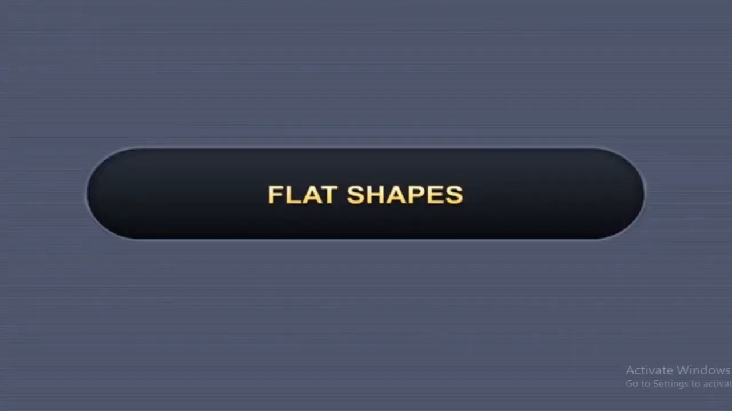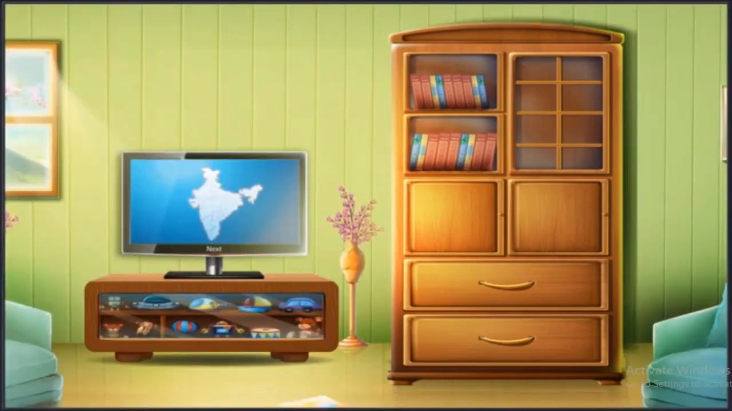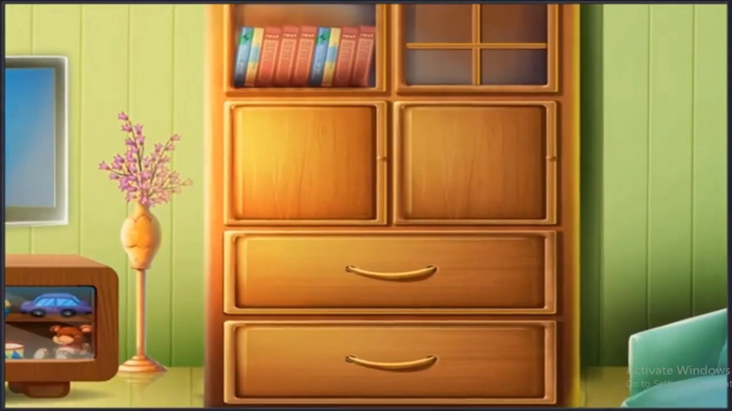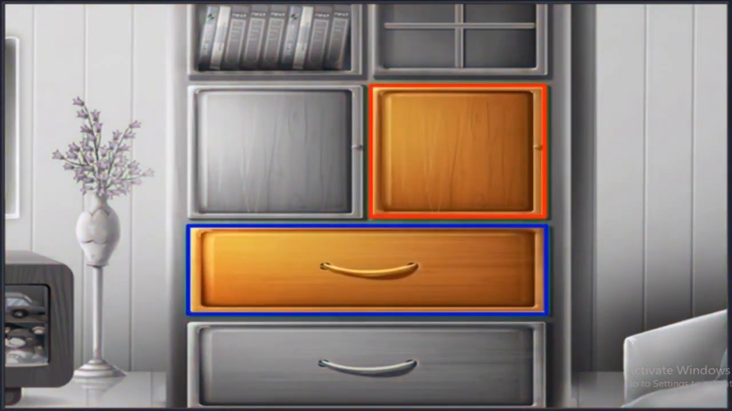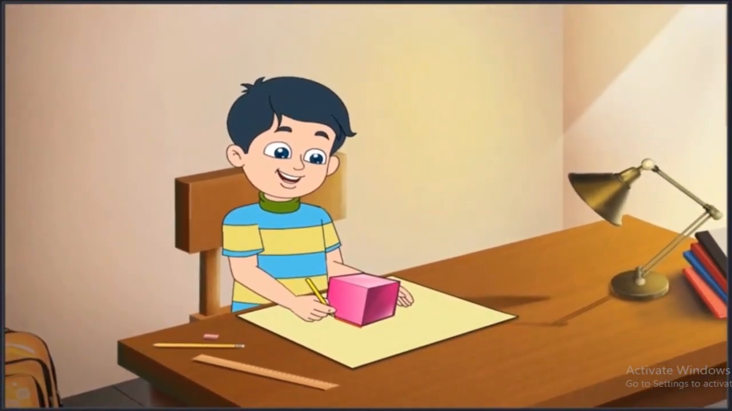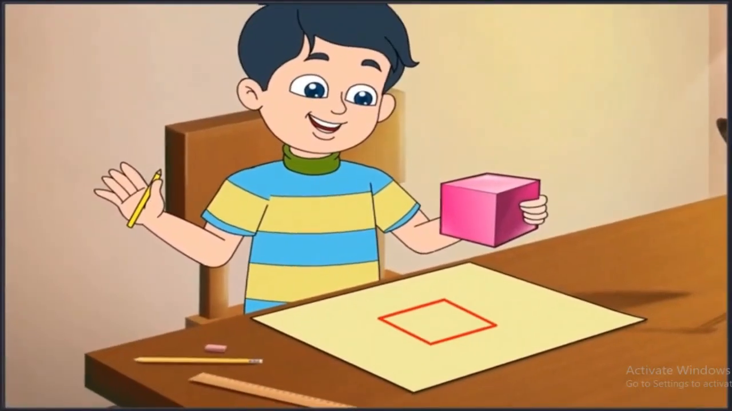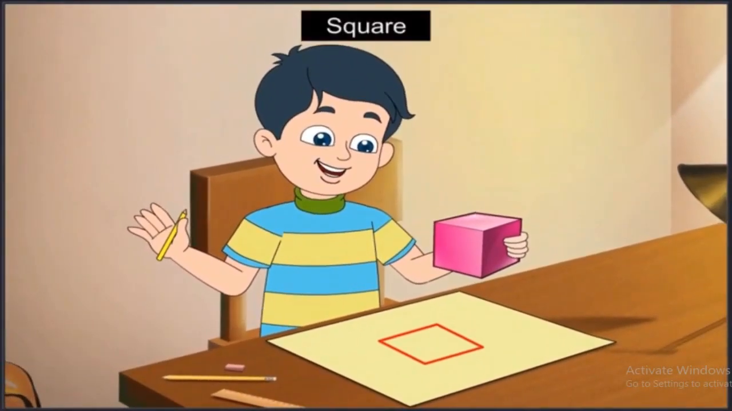In this module, you will learn about flat shapes like square, rectangle, circle, triangle, and their properties. Look at the showcase. We can observe a few figures formed with straight lines. These parts of the showcase are in the shape of a square and a rectangle. A square shape can also be obtained by tracing. Let us take a box in the shape of a cube and trace one of its faces on a sheet of paper. We find that the shape drawn is a square.